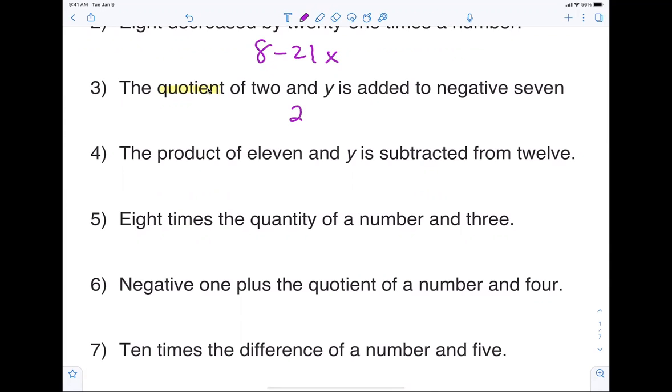2 over y. Now, here's where I need you to think, even though it's not wrong: is 2 over y being added or is -7 being added? So the quotient of 2 and y is added to -7.